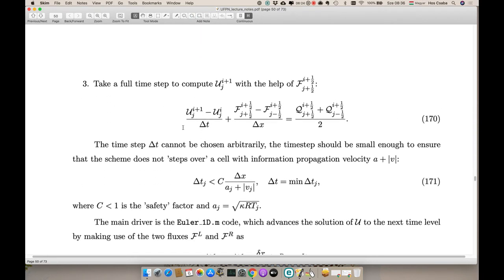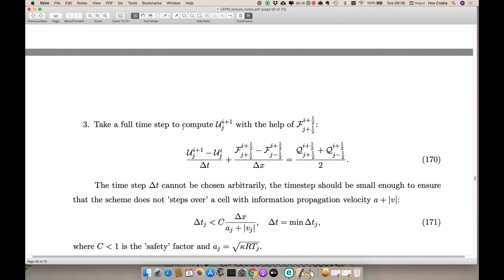For the time step control, you need, as we already did, the CFL criteria. So basically you try to ensure that the information does not step over a cell, which is this formula here, and then you use a safety factor.